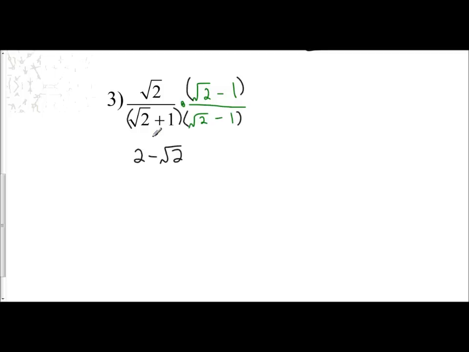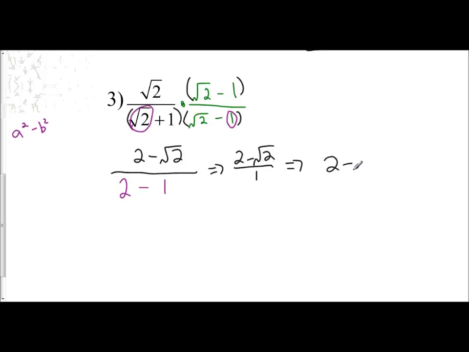Now let's just use our shortcut. Well, I know I have the sum and difference of a binomial, so what does that mean? That means that I'm going to square the first term. Radical 2 squared is 2. I'm going to square the last term. 1 squared is 1. And so I have a squared minus b squared. So I have 2 minus 1. And so that gives me 2 minus square root of 2 over 1, which is just 2 minus the square root of 2.